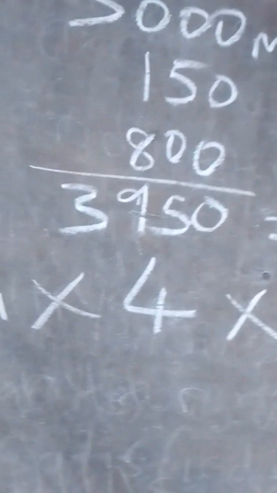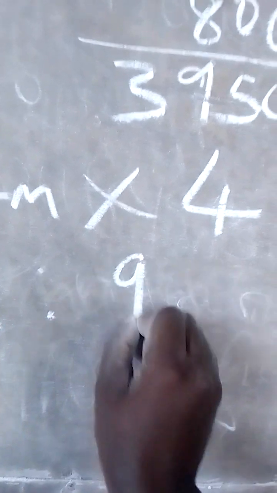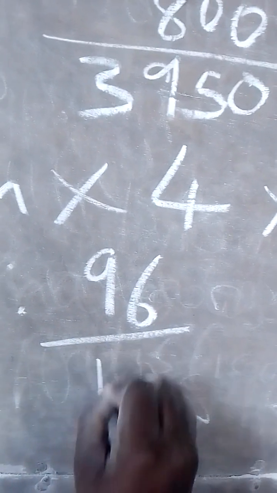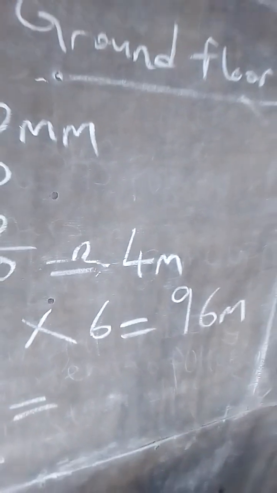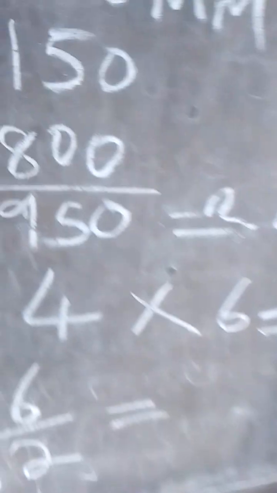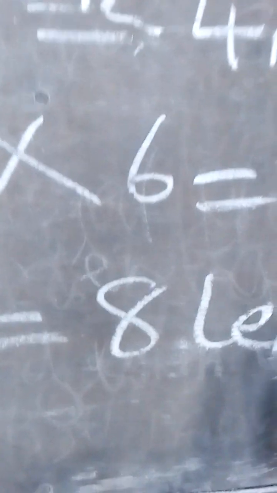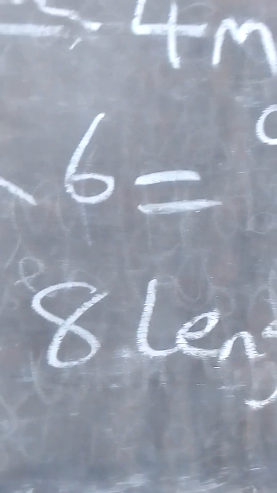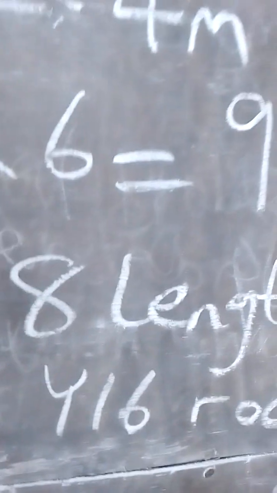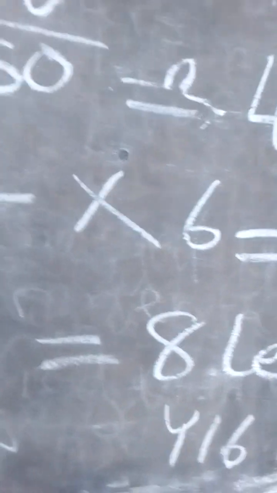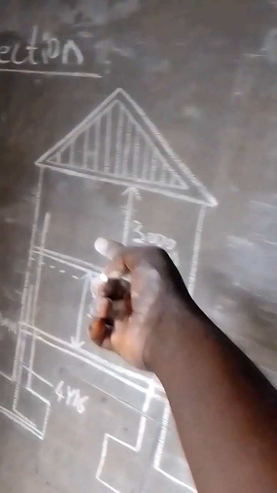Remember, the same thing, one length of rod is 12 meters. Therefore, 96 divided by 12 to find the number of rods that we will buy for the ground floor. When you divide it, you get 8 lengths of Y16 rod. We have gotten the pillar that will be in the ground floor of this building.